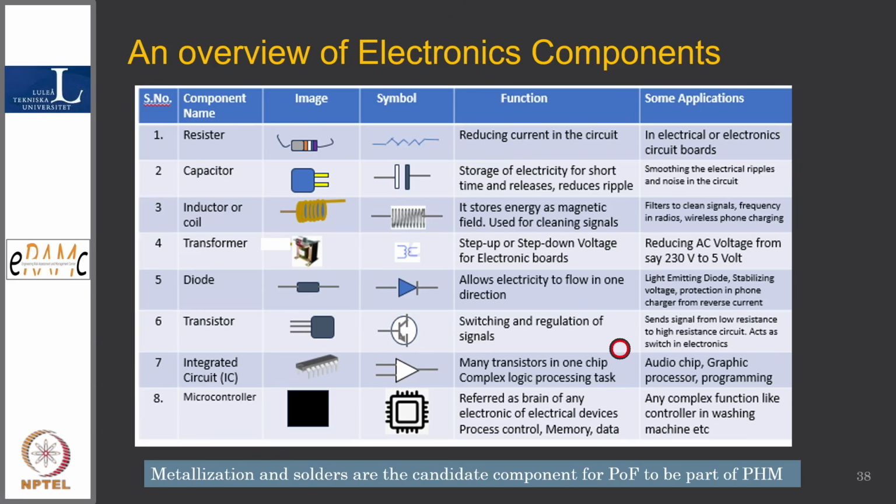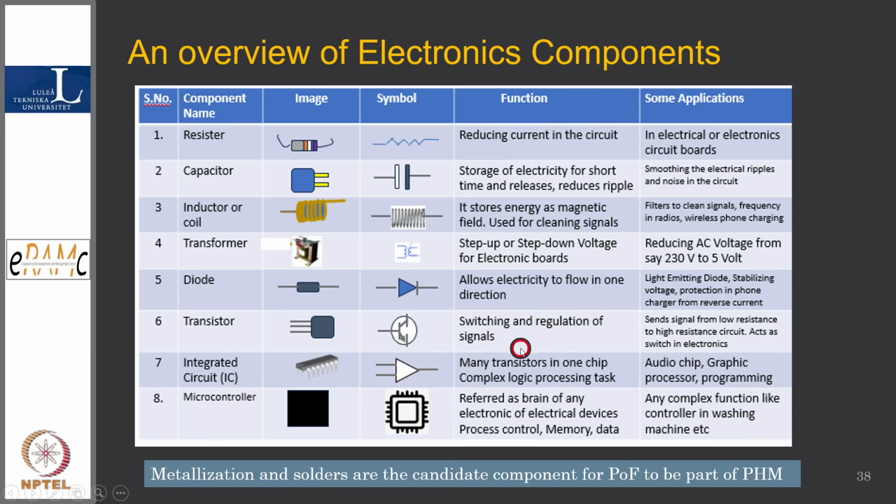So it can be used as an amplifier for increasing the signal. It sends signal from low resistance to high resistance circuit, and acts as a switch in electronics. So it can be used for regulation, that is like an amplifier. An amplifier amplifies the input signal to a higher signal.